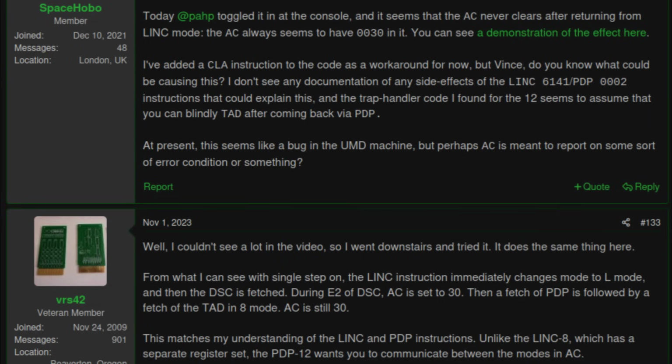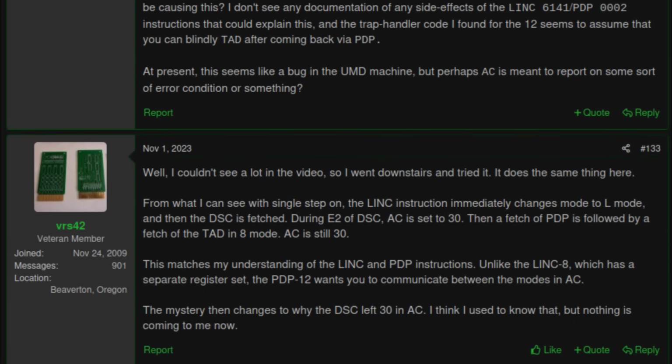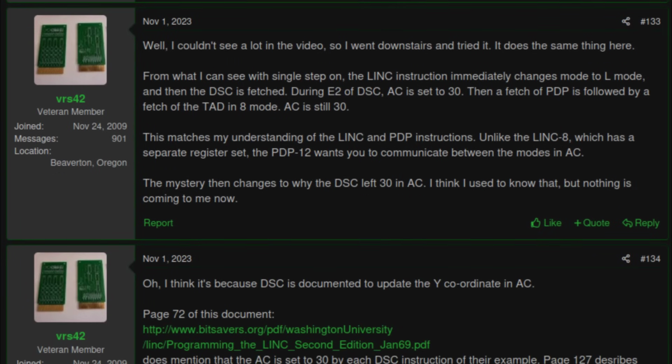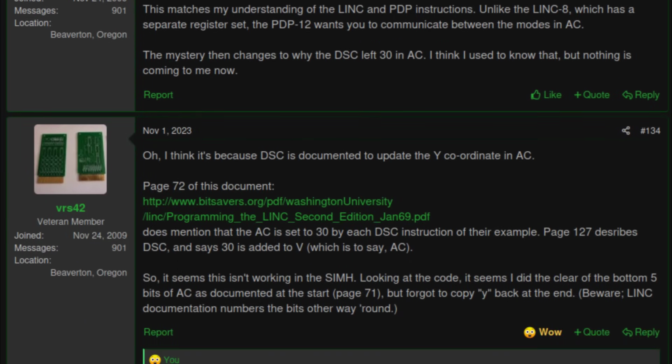But was there a fault in the machine? I posted a summary of the situation to the Vintage Computer Federation forum. Vince Slingstad, who wrote the emulator, tested the code on his own hardware in Oregon. Sure enough, his system matched the UMD behavior, always returning from the DSC instruction with 0030 in the accumulator. This suggested the problem was in the emulator, but why?